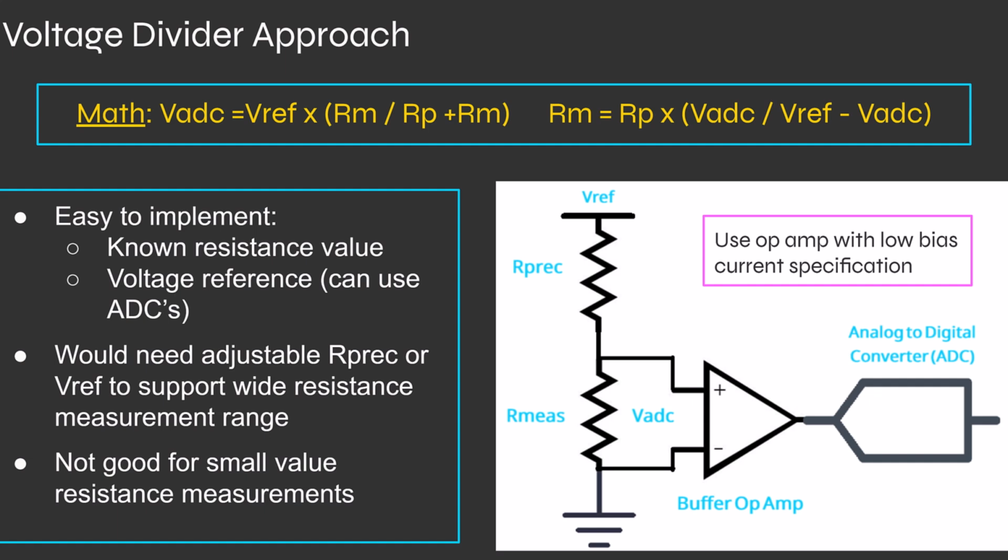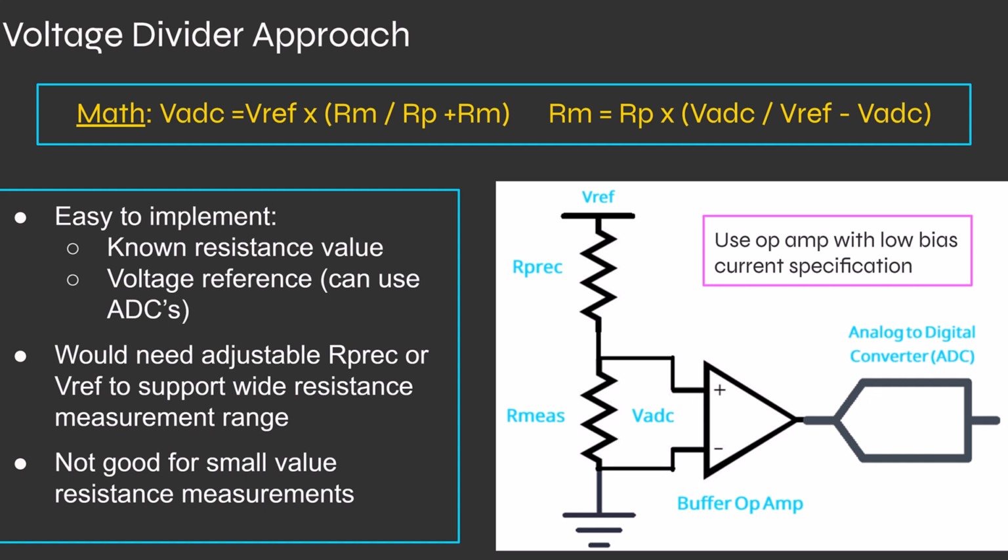We also have it there because we want a precision buffer amp that has a high input impedance or a low bias current specification. That makes sure that the measurement circuit is not affecting the actual voltage across the resistance we're trying to measure. And for the reference voltage, we want this to be a voltage value that we know, and it should be very accurate and stable.